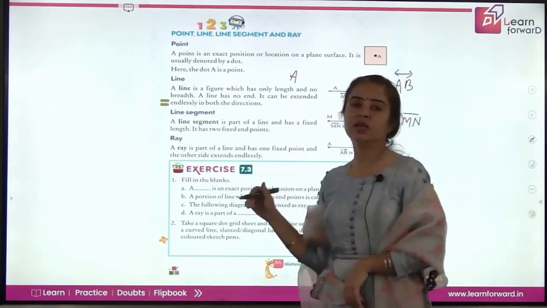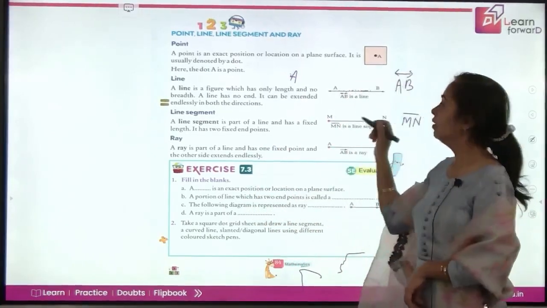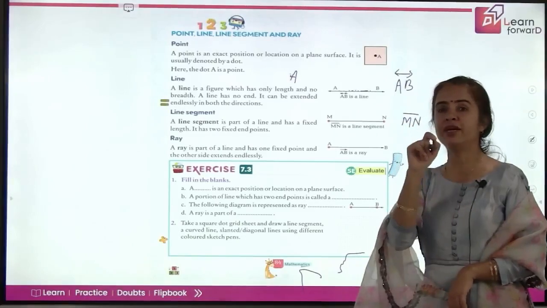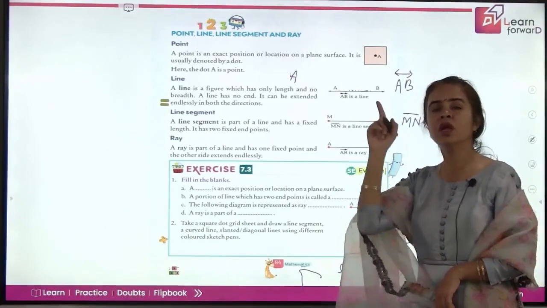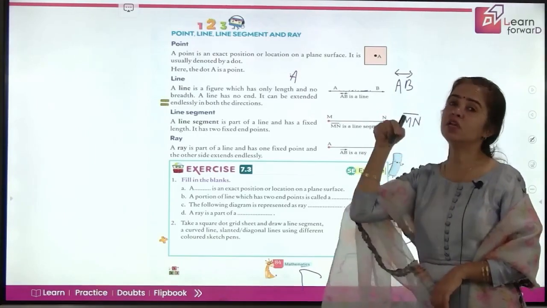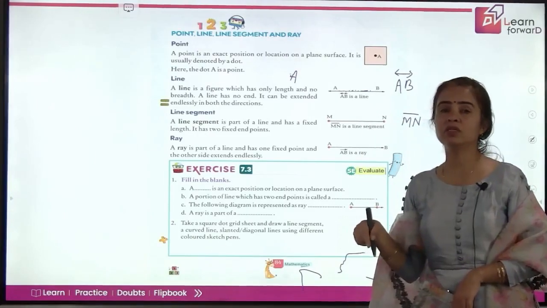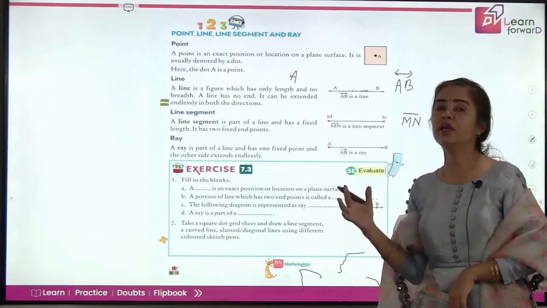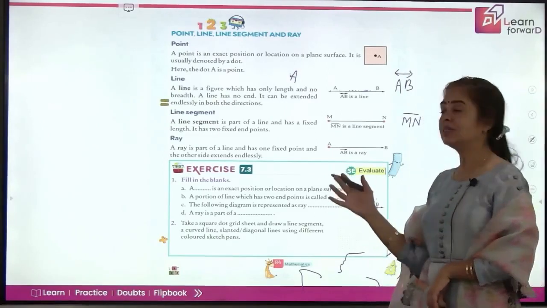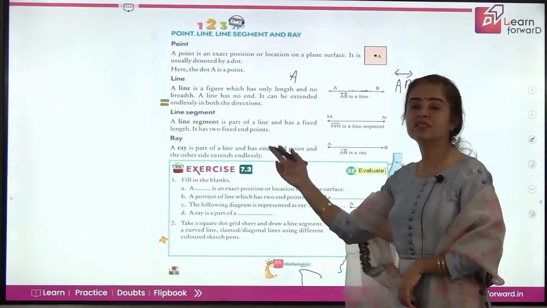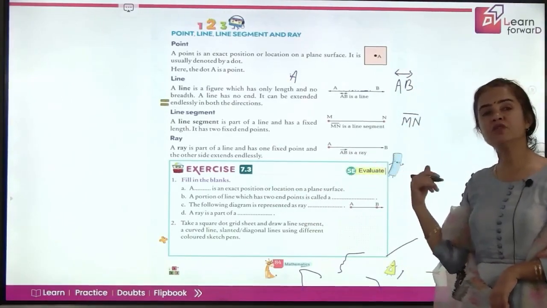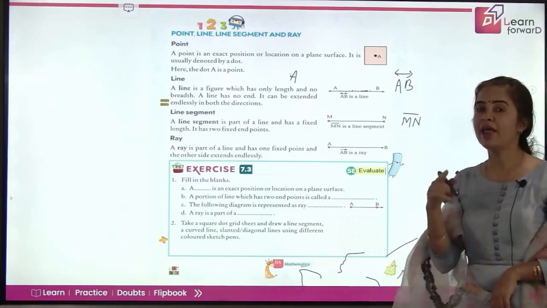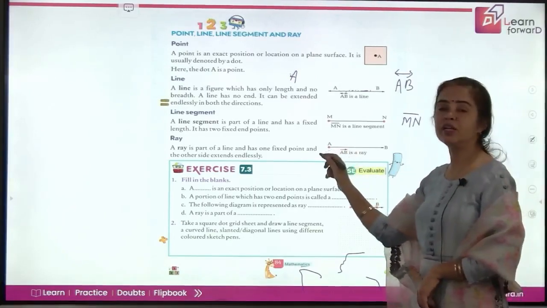Next is ray. Now what is ray? Ray starts from a fixed point, just like sun rays. From where do the sun rays start? They start from the sun and down to the earth, even deep into the water bodies they go. So there is no end point of rays. Like this, we have the rays. It has a starting point, but it has no ending point. So no ending point means we will draw an arrow. Yes. So this point A shows it is fixed.